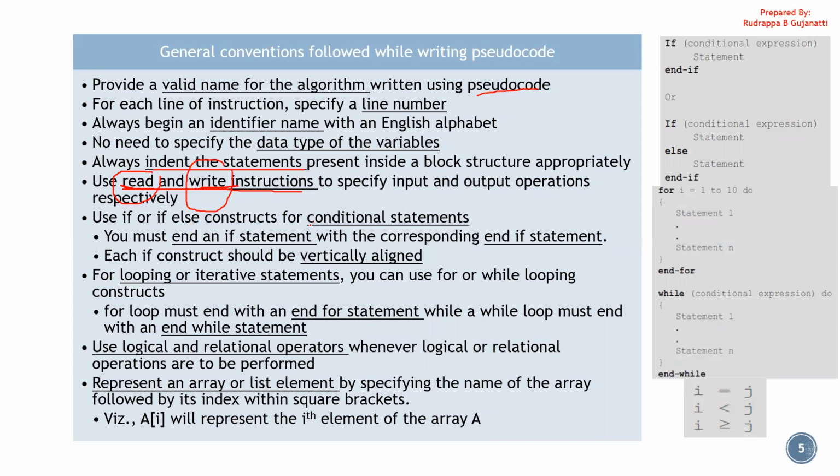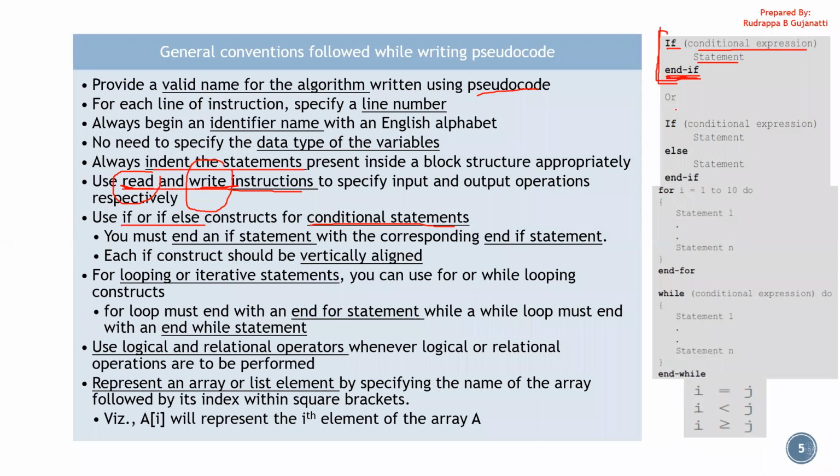Then if there are conditional constructs, or conditional statements, you can use the if or the if else constructs in these cases. You can use only the if construct in this way. If you observe, you have if, within the brackets you specify the conditional expression, and within this you have the statements, and the if statement has to be terminated by the end if. You have to provide an end if statement for termination of the if statement.